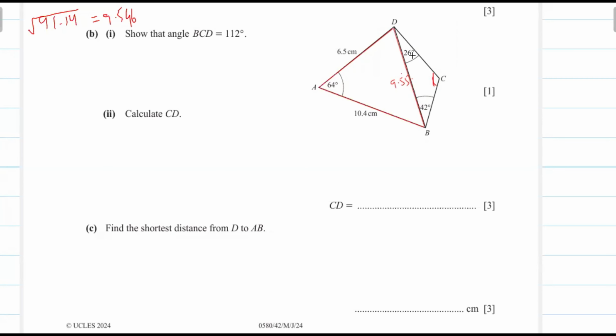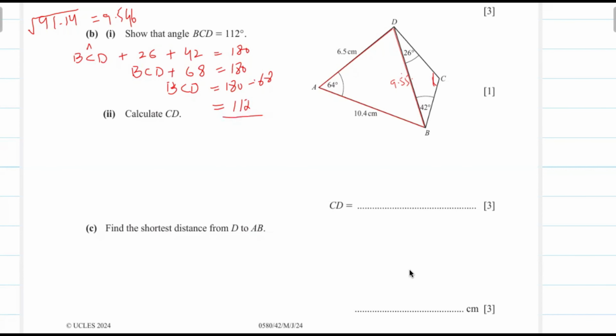In the triangle BCD, the sum of interior angles of a triangle is equal to 180. Therefore, we can write the angle BCD plus 26 degree angle plus 42 degree angle equal to 180, and this BCD plus 68 equal to 180, and this BCD will be equal to 180 minus 68. This will be equal to 112. This is the proof that the angle BCD is 112.